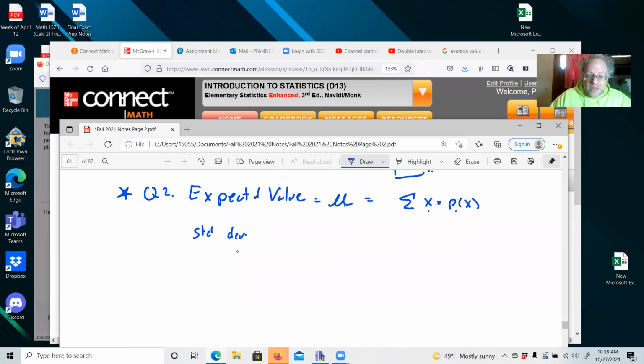And then you have to know how to calculate a binomial probability.